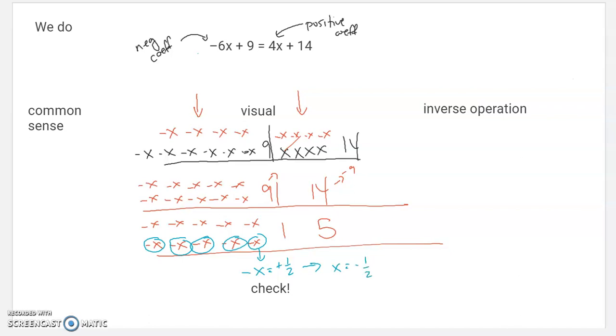I think the visual strategy is by far my preferred strategy when I run into this situation where there are variables on both sides. I think it's just much clearer. I'm going to do the inverse operation strategy for you too. I just probably prefer the drawing strategy on this one myself. So here we go.